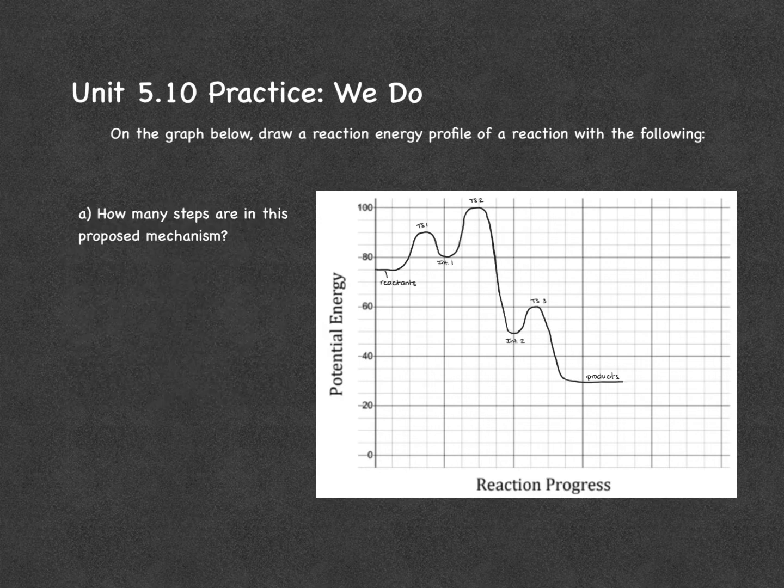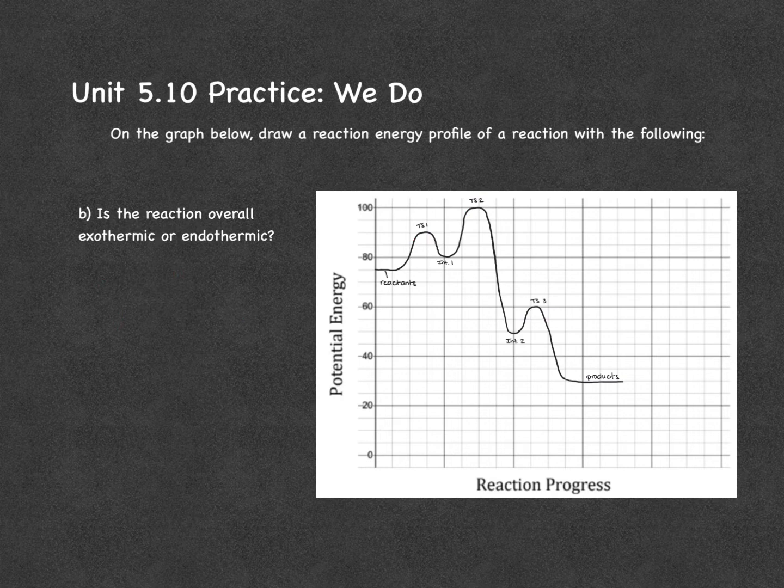So part A asks, how many steps are in this proposed mechanism? And to determine that, we can just count our peaks or our number of transition states. And so for this one, we have 1, 2, 3 transition states. So this is a 3-step mechanism.